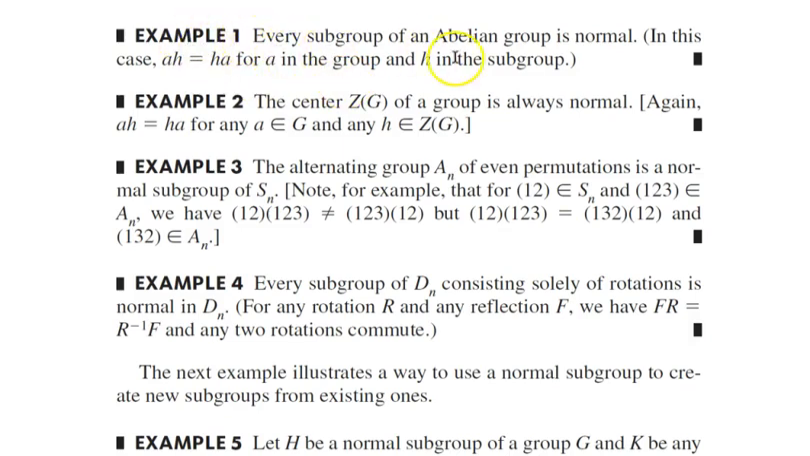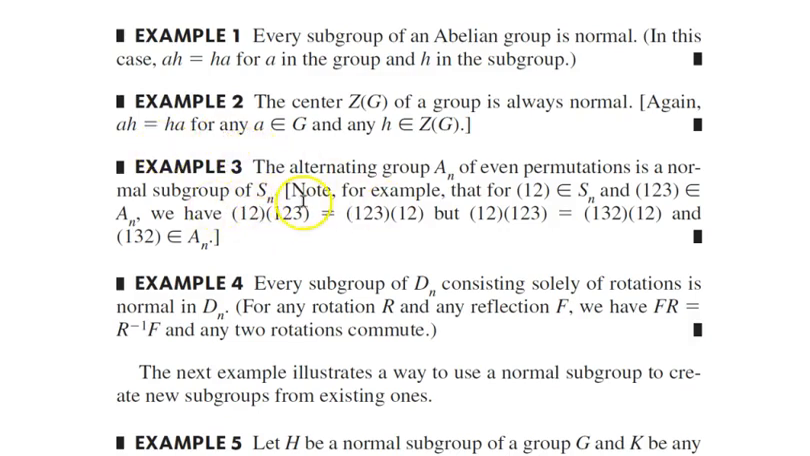Example 1. Every subgroup of an abelian group is normal, and this is because any two elements commute, so aH is equal to Ha, which means that the left coset a times the subgroup H is equal to the right coset H times a. Similarly, in any group, the center of the group is normal because, again, the elements from the center commute with any element in the group.